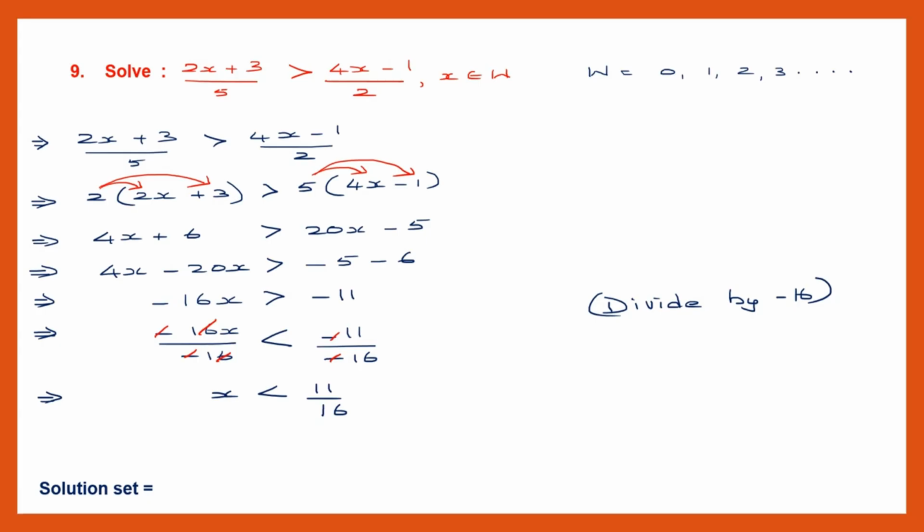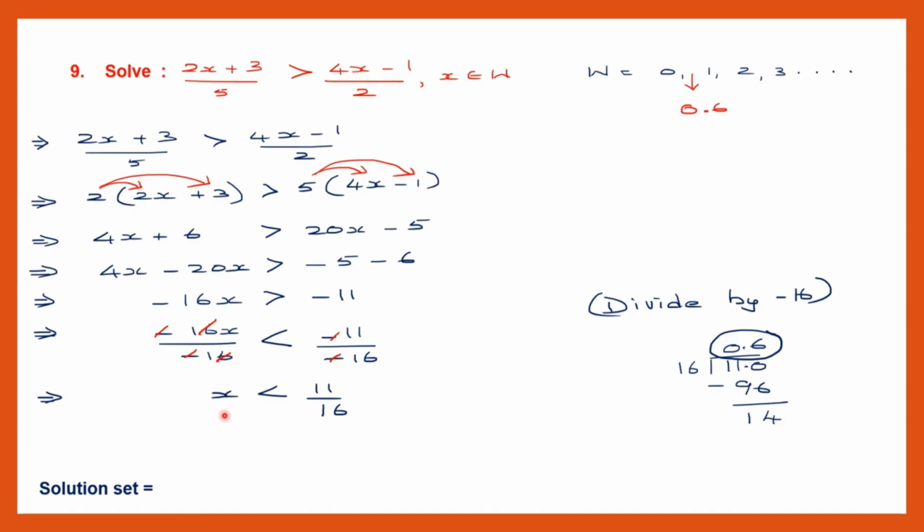Now 11 by 16, if I change that to a decimal number, what will I get? Let me divide 11 by 16 and see. So this is 0 and here I put a point and 0, 110. So 16 into 6 is 96, minus, I have 14. I can carry on. Let me look at my decimal number. This is 0.6. Now I have my whole numbers here. Where will 0.6 come? It's going to be more than 0, isn't it? 0.6 is more than 0. So it will come in between 0 and 1.